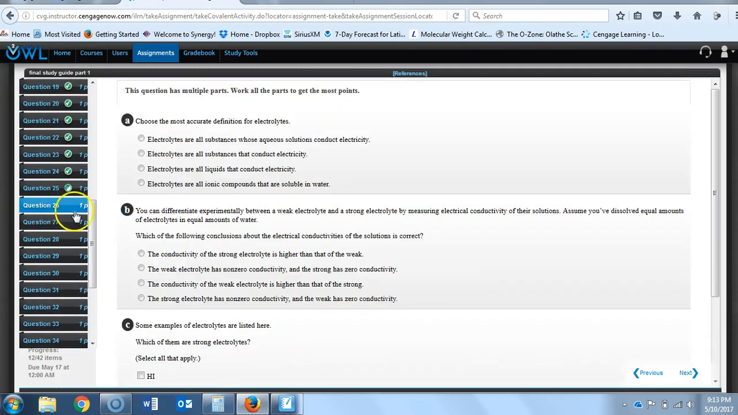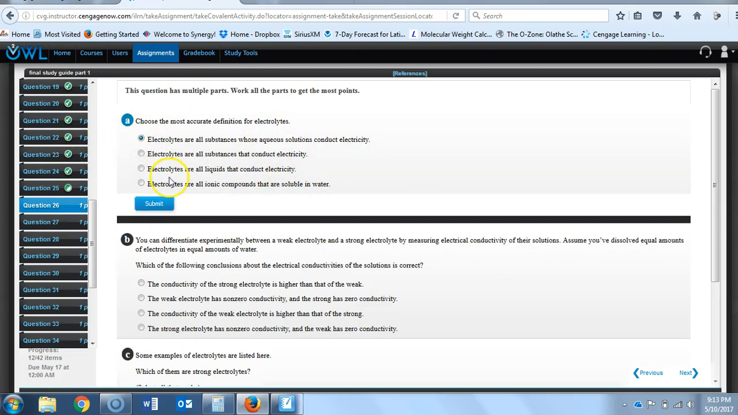All right. 26. Choose the most accurate definition for an electrolyte. Electrolytes dissolve in water and conduct electricity. So they are aqueous solutions that conduct electricity. True. Electrolytes are all substances that conduct electricity. False. They have to be aqueous. All liquids. False. They have to be dissolved. Ionic compounds that are soluble in water. I'm going to go with the first one.